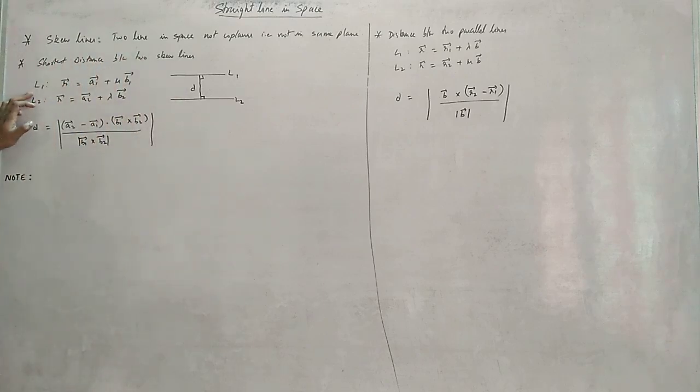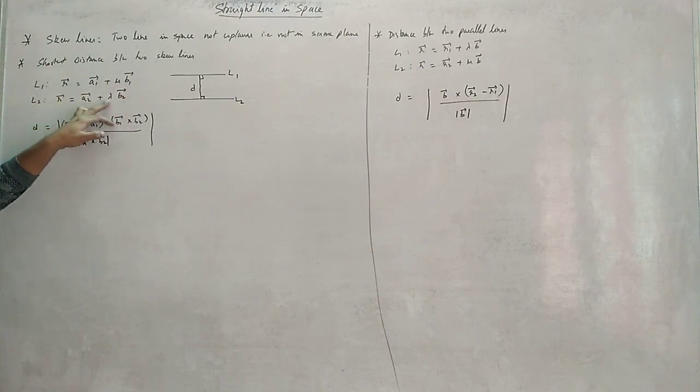So there is line L1, r vector equals a1 vector plus mu into b1 vector. Line 2, r vector equals a2 vector plus lambda into b2 vector. Mu and lambda क्यों लिया? क्योंकि they are two different lines. Okay, so you need to understand what is a1, a2, what is b1, b2.